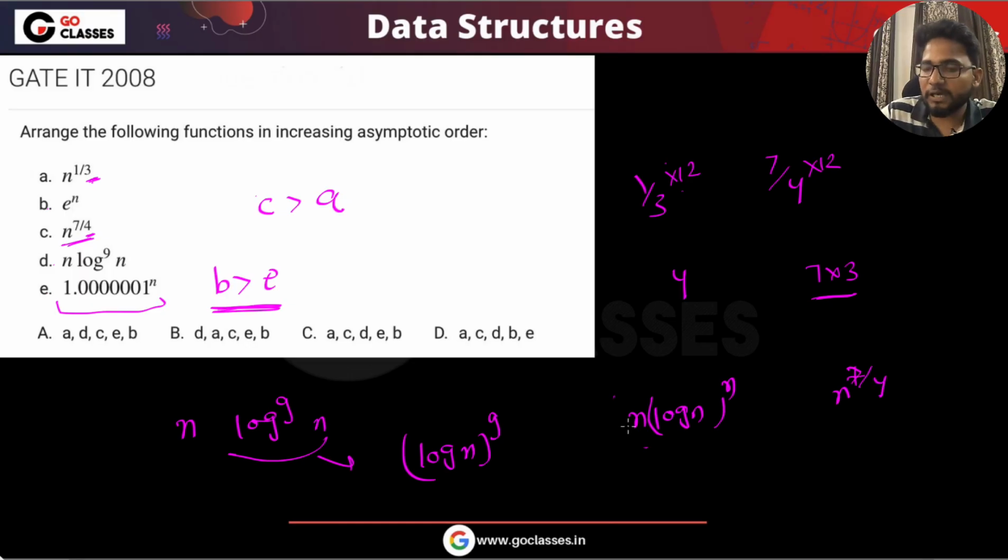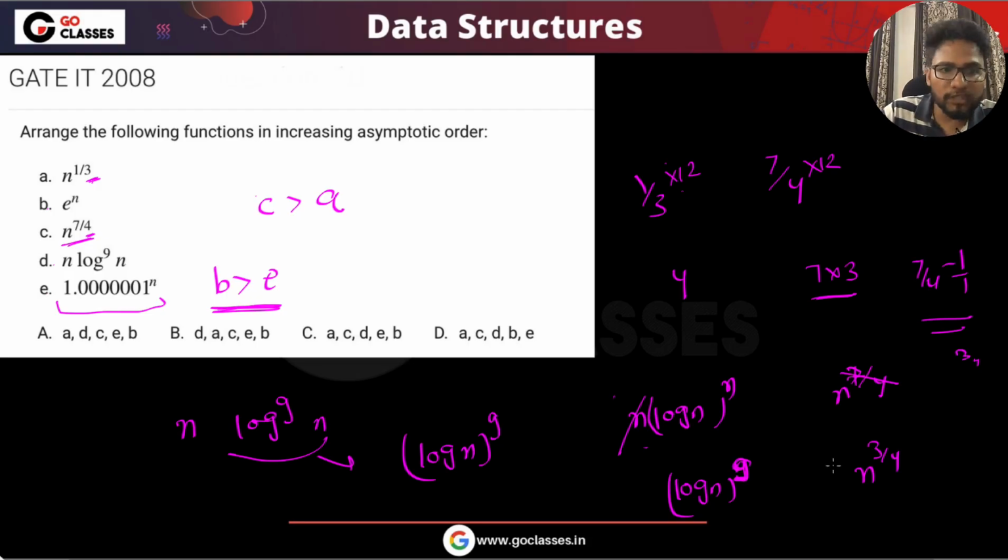Now you can just cancel out n first, right? If you cancel out n, 7 by 4 minus 1, it will be 7 minus 4, which is 3 by 4. So it is log n power 9, and this is n power 3 by 4. So n power anything is actually greater. Yes, n power anything is greater. So you can say that this thing, which is C, is greater than D, right?